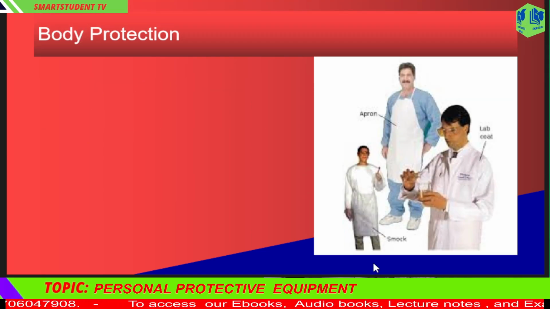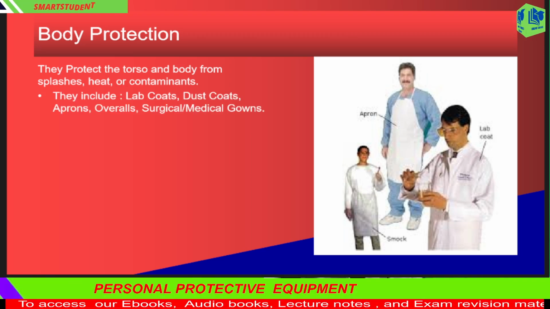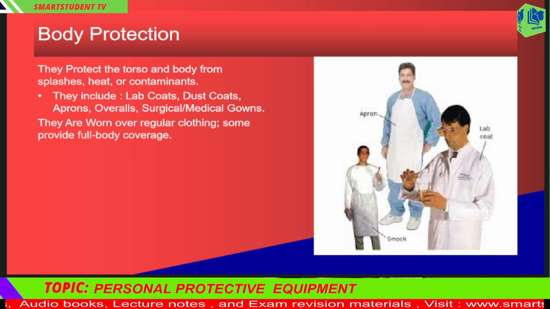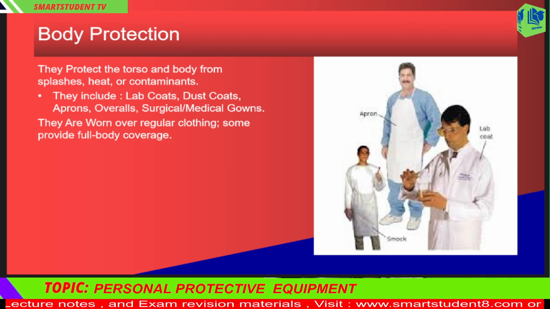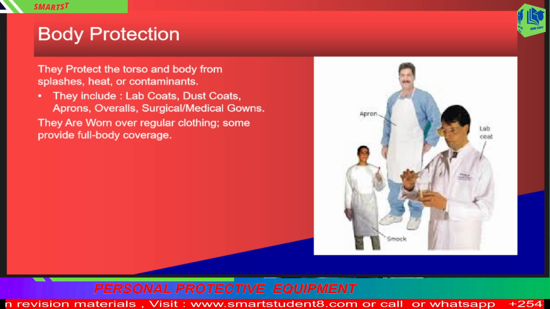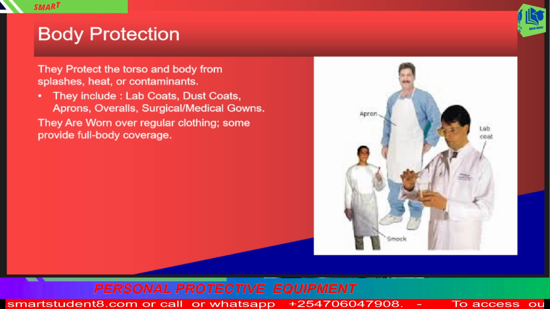7. Body protection. They protect the torso and body from splashes, heat, or contaminants. They include lab coats, dust coats, aprons, overalls, surgical or medical gowns. They are worn over regular clothing. Some provide full body coverage. Lab coats are appropriate for minor chemical splashes and solids contamination. Aprons are best for protection from corrosive or irritating liquids. Surgical disposable gowns may be useful in clinical procedures or when cleaning and decontamination of reusable clothing is difficult. Overalls can be used to protect the clothing from spatters and spills.